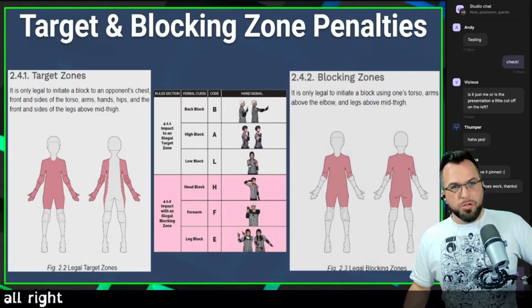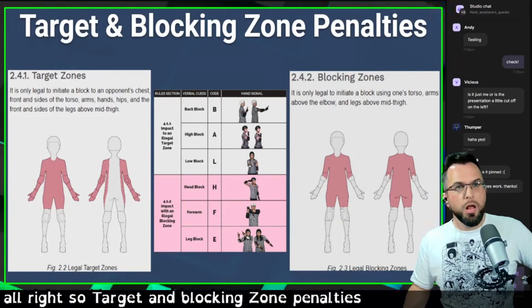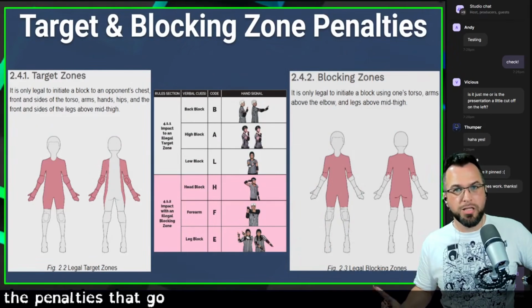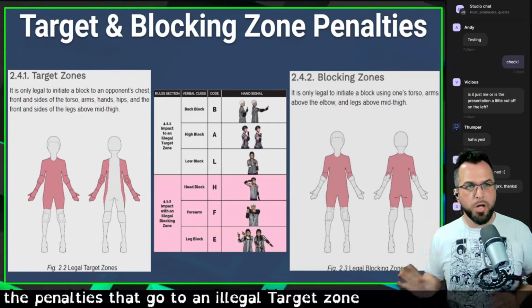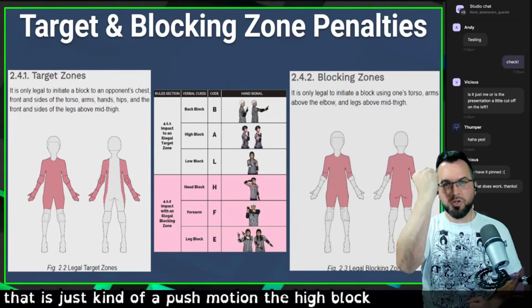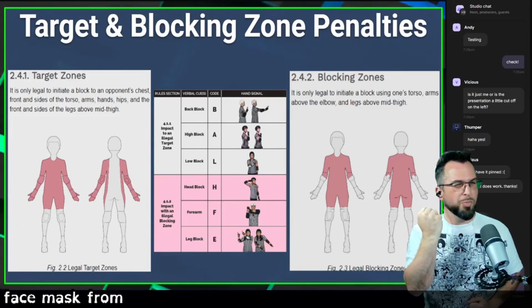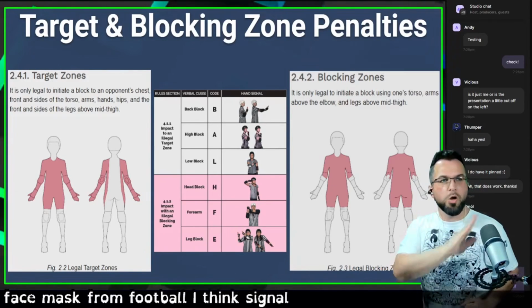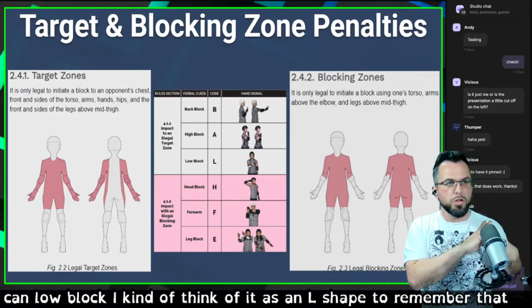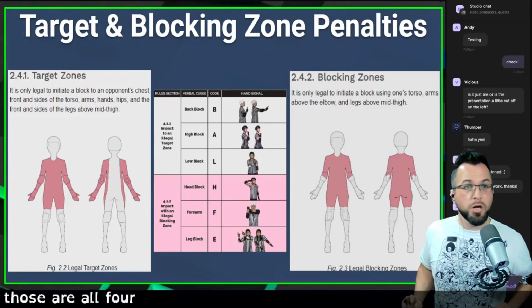All right, so target and blocking zone penalties. The penalties that go to an illegal target zone are the back block, which is just a forward push motion; the high block, which is kind of like a face mask signal from football, I think; and then low block. I think of it as an L shape to remember that L is for low block. Those are all for illegal target zone penalties.